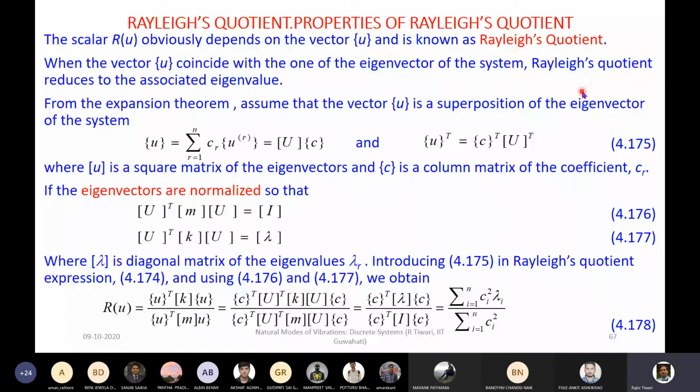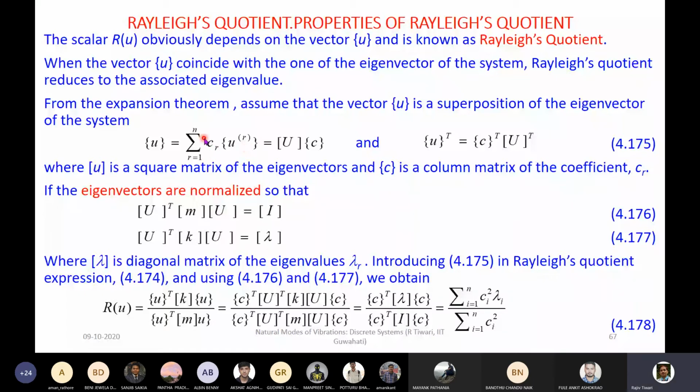Okay. In the previous case, we have seen that any vector we are able to express in terms of the actual eigenvectors multiplied by a constant. This is the expansion theorem which we discussed earlier. So any arbitrary vector can be expressed in terms of the eigenvectors multiplied by constants, summing up all such quantities from 1 to n.